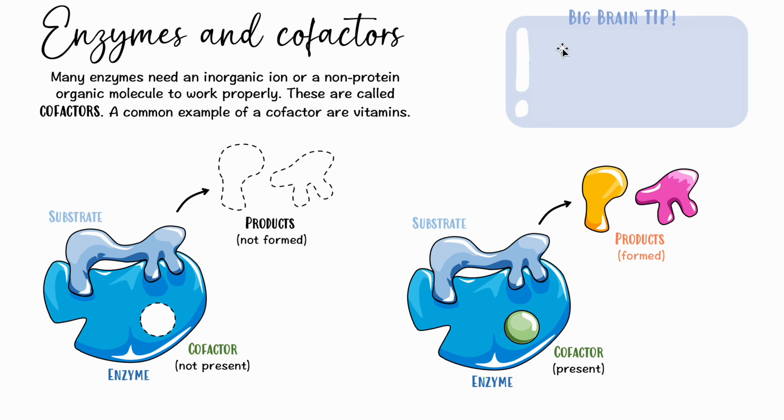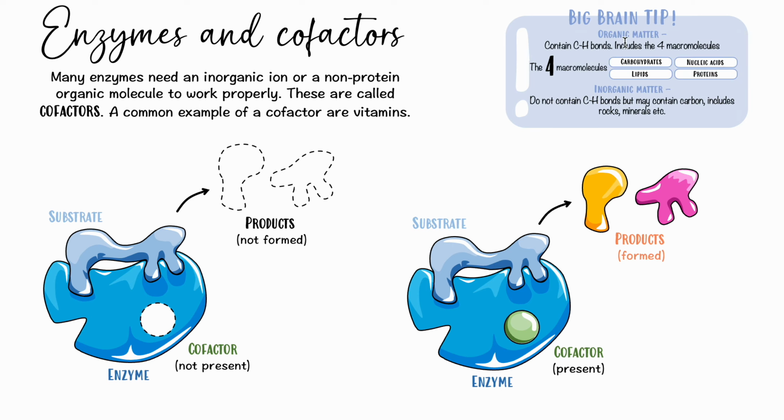So what do I mean by inorganic? Remember, we have organic matter and inorganic matter in life. Organic matter includes anything with carbon-hydrogen bonds. These basically are the 4 macromolecules: carbohydrates, nucleic acids, lipids, proteins. Anything inorganic does not have carbon-hydrogen bonds. These can be minerals like magnesium, iron, calcium, things like that. Those are all inorganic things. So these cofactors are typically non-protein things. Remember, enzymes are proteins. So anything except proteins, or they can be inorganic ions like magnesium or potassium or things like that.